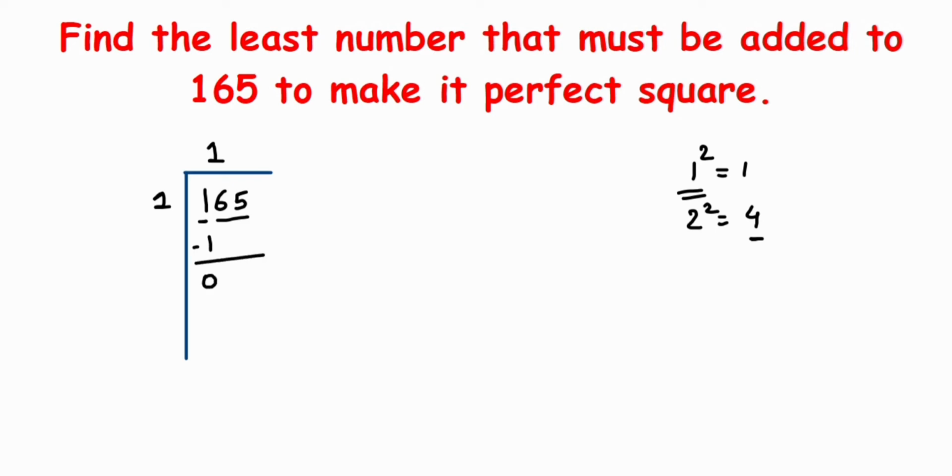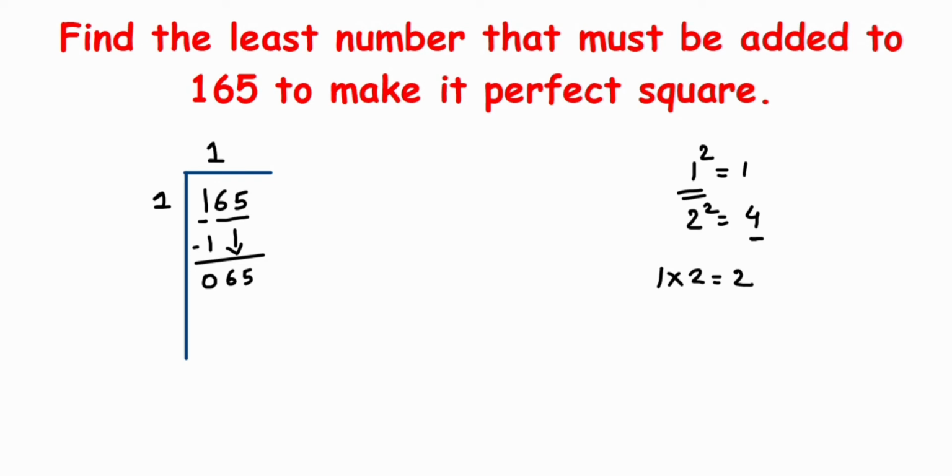Now drop this number 65. See, I'm dropping the entire pair. I'm not dropping 6 alone. I have to drop the entire number 65. Now for this step I have to find one more divisor. How to do it? You have to take twice what we have in the quotient. Right now in this quotient I have a 1, and double of 1 is nothing but 2. So I'll write down here 2.